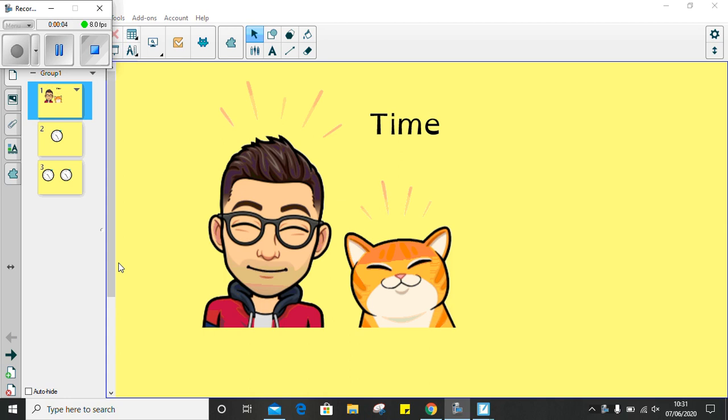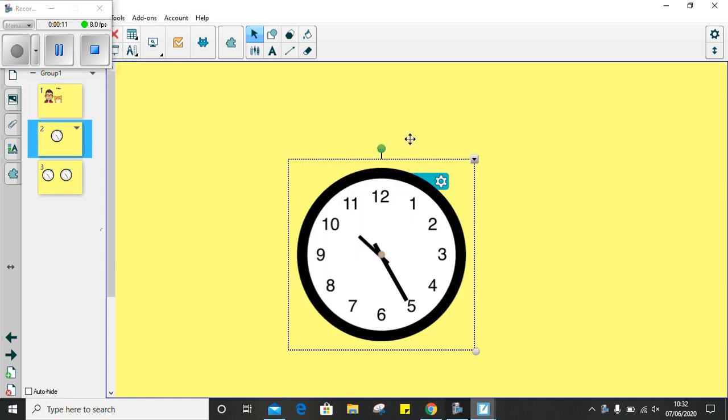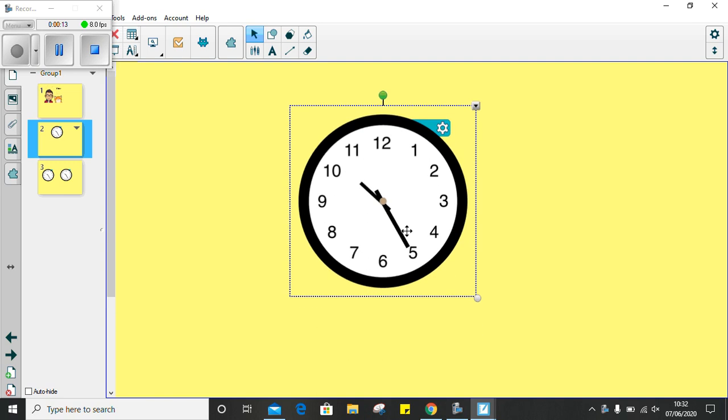It's Monday, and we're going to be looking at time again. So we've had a look at this clock before. We know all about o'clock, quarter past, half past, and quarter to. We know all about the individual bits in between the clocks.